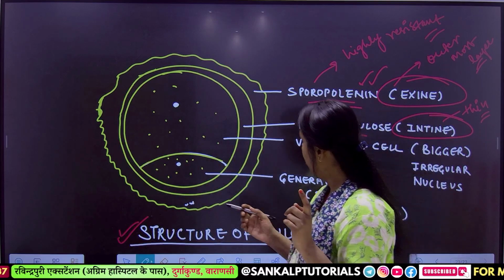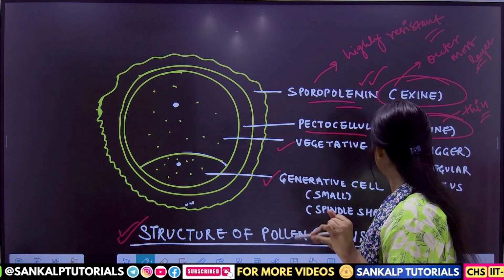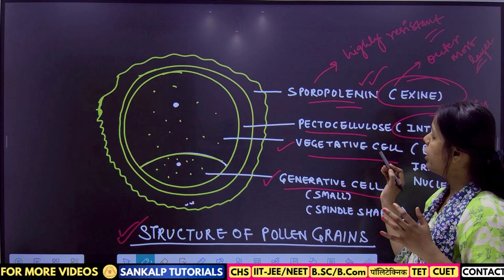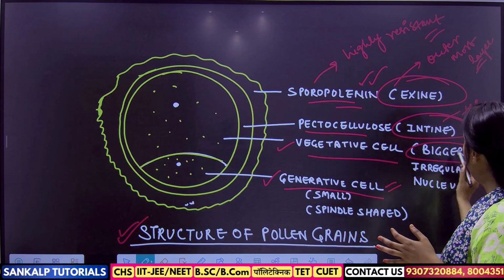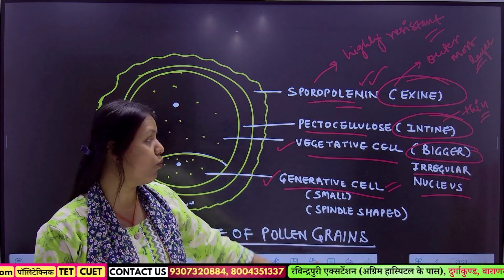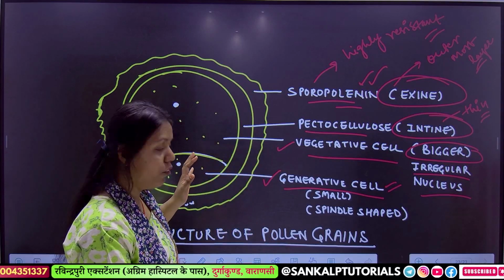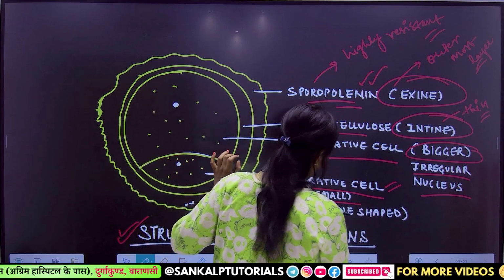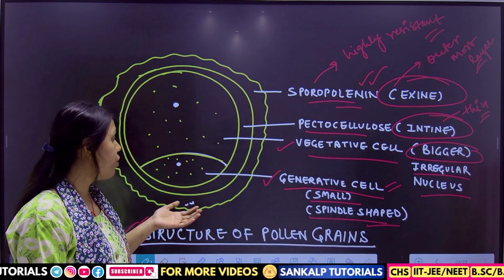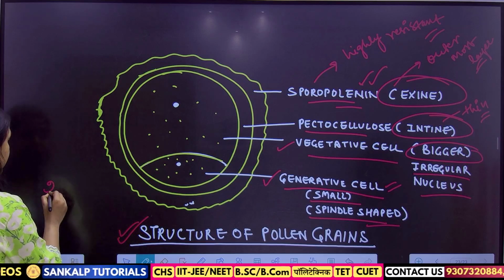After that, in the pollen grain there are two cells: one is the vegetative cell and the other is the generative cell. The vegetative cell is bigger in size and has an irregular nucleus, while the generative cell is smaller in size, seeming to float in the cell, and has a spindle-shaped nucleus. This structure of pollen grain is known as the two-celled stage.